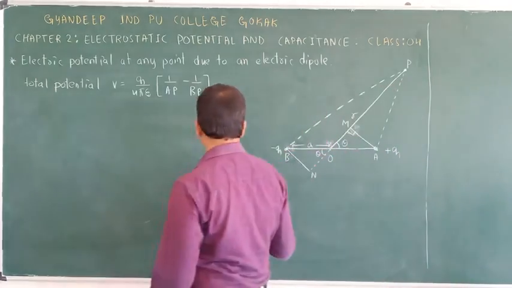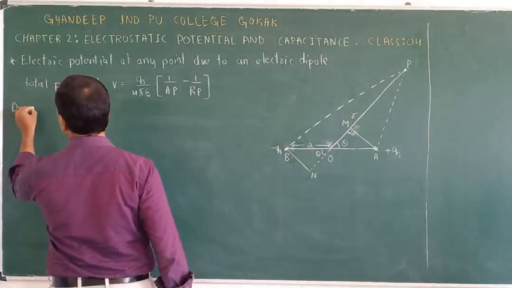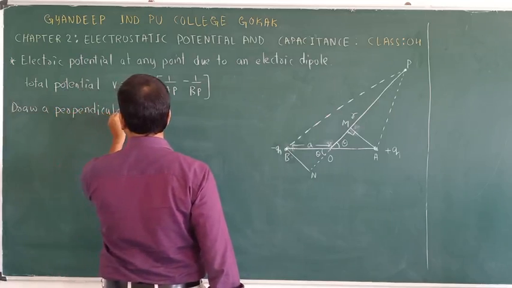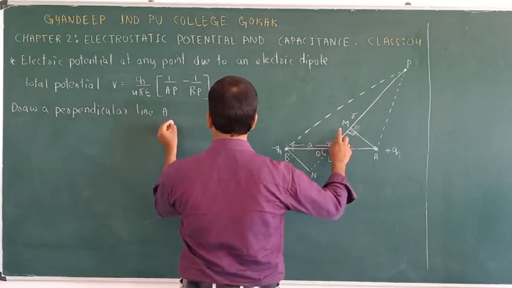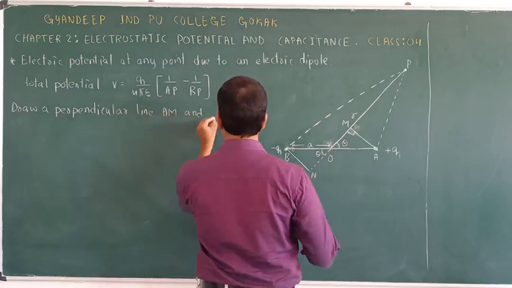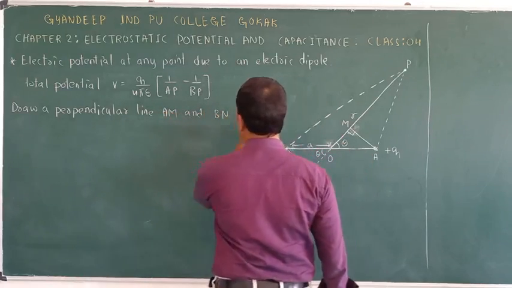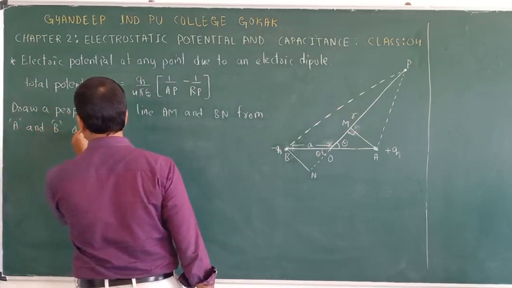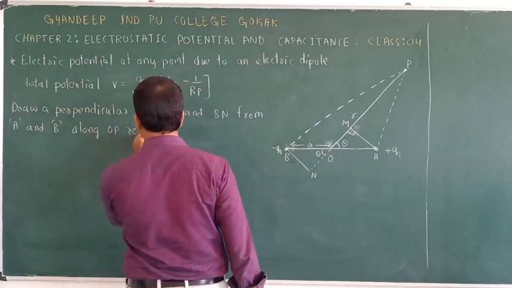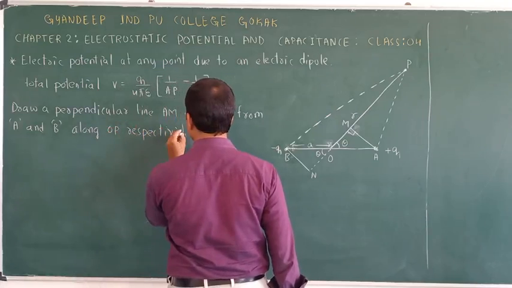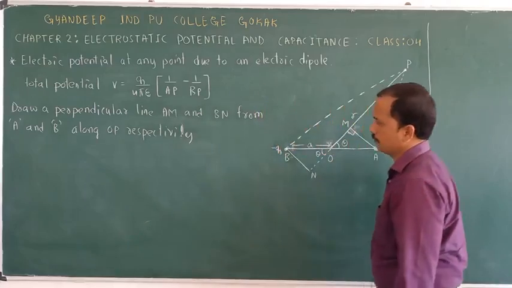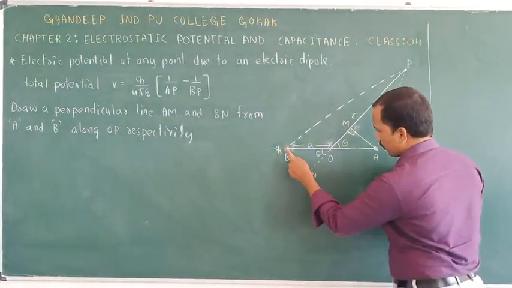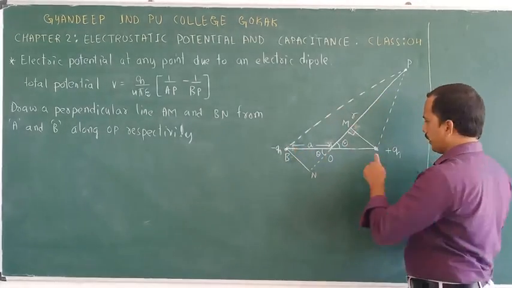So when you write here: draw a perpendicular line AM and BN from A and B along OP respectively. So this is for the perpendicular lines. Consider along OP, BN is a perpendicular line and AM is a perpendicular line.